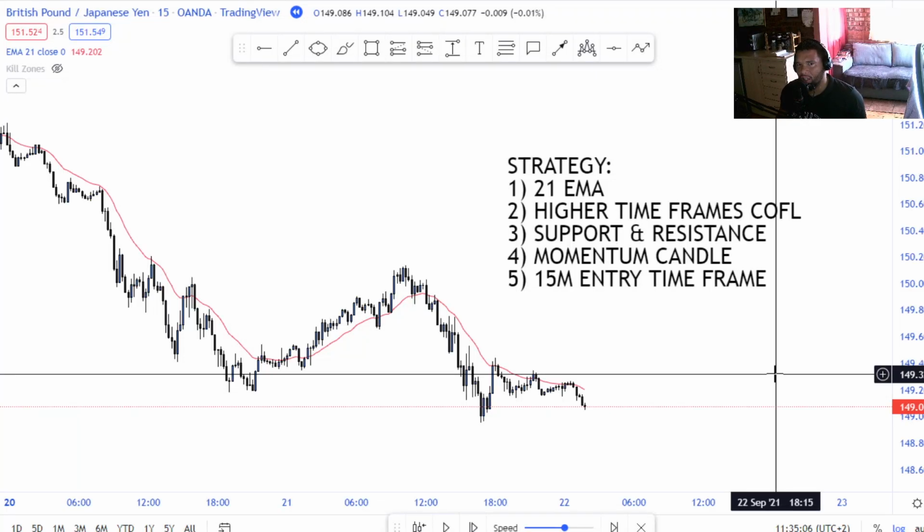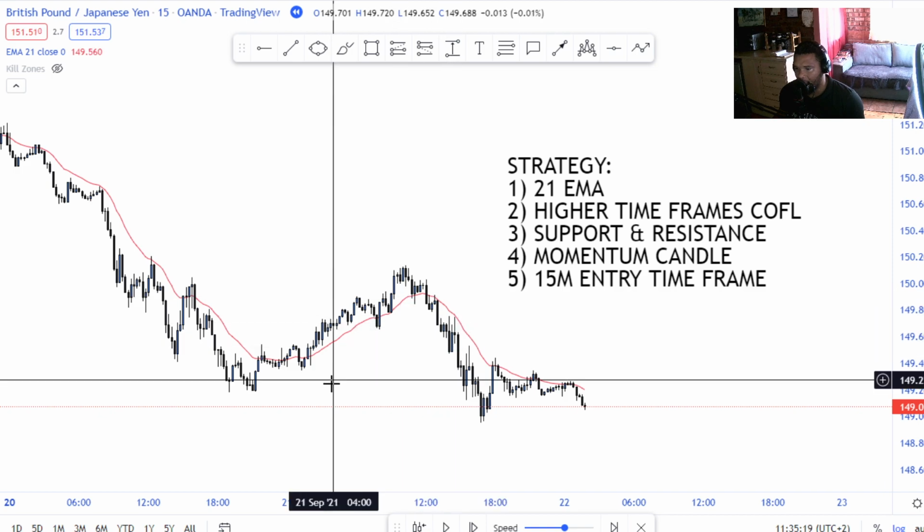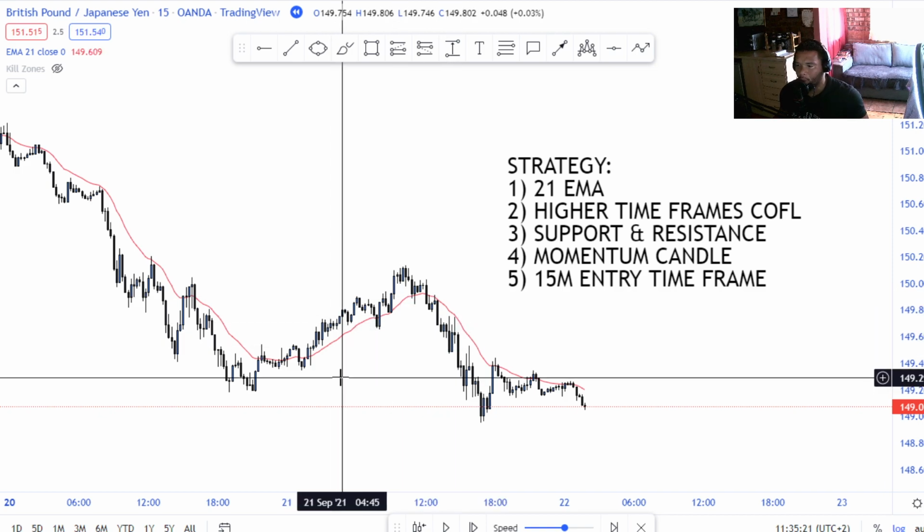So what will you need to take advantage of this strategy, guys? I put everything down on the screen. You guys can just take notes and write it down. So first we have the 21 EMA. This is the red line, as you guys can see right there. And then you must have confluence from your higher time frames. In my perspective, it is the daily, 4 hour and 1 hour, the regular time frame, just to see overall where the market is trading.